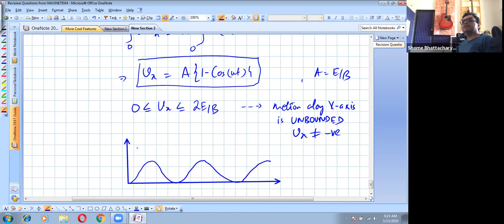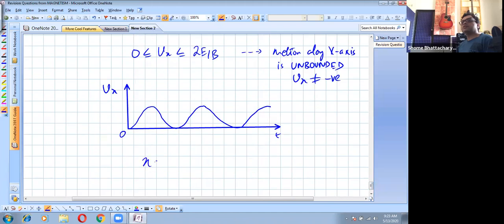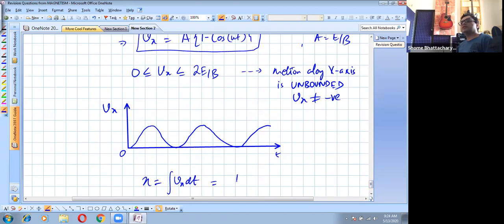So the x component of displacement, you can see from the graph's area only, is not going to be restricted. So all the time the area is increasing. So if you integrate this, you will get the x component of displacement also. You will see x component of displacement is integration of Vx dt. So that will be this kind of thing. It will be E by B t, okay, minus something like this. This kind of term.